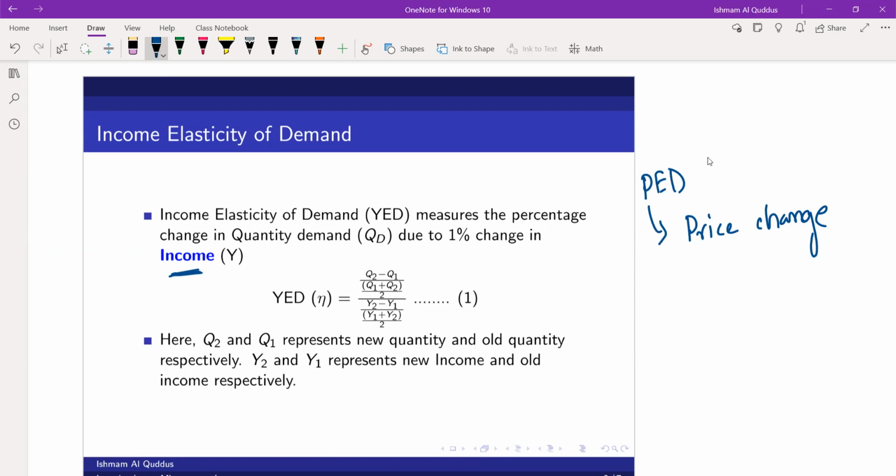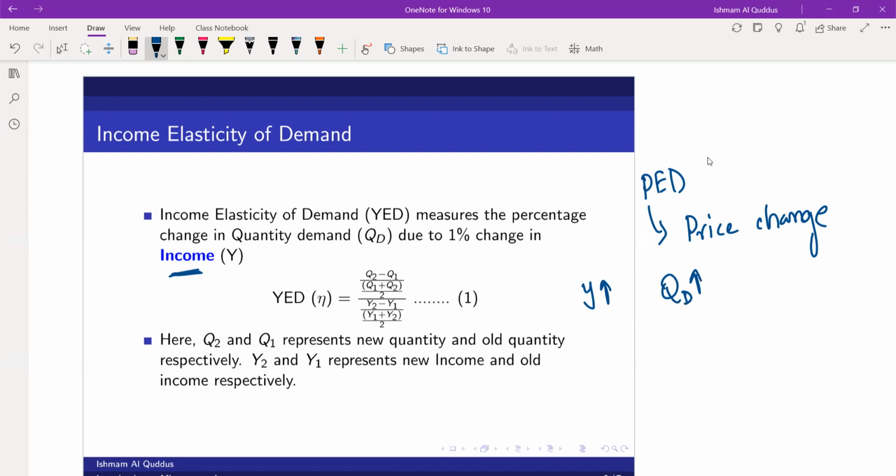If income increases, do you think your quantity demanded will fall or increase? Think about this, because if your income increases, this means that now you can afford more of it, you can spend more money on it. So by that logic, if income increases, let's say Y denotes your income, then quantity demanded would increase as well.